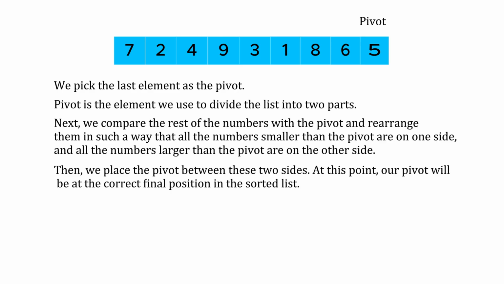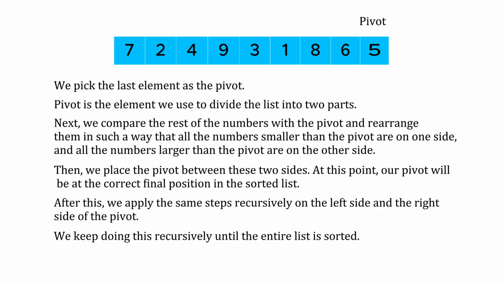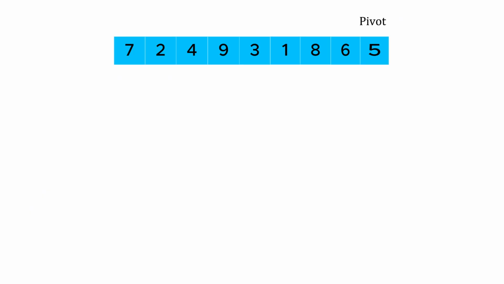At this point, our pivot will be at the correct final position in the sorted list. After this, we apply the same steps recursively on the left side and the right side of the pivot. We keep doing this recursively until the entire list is sorted. Now let me explain to you how we will rearrange the elements around the pivot.